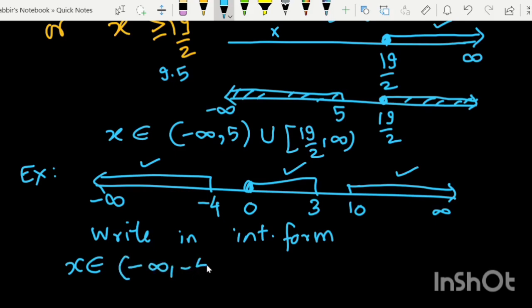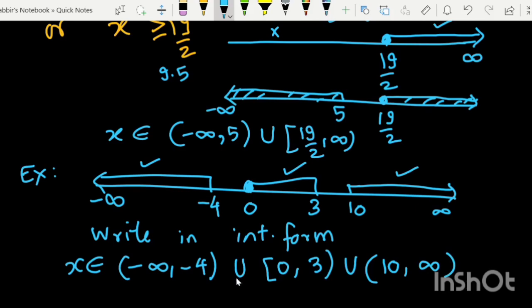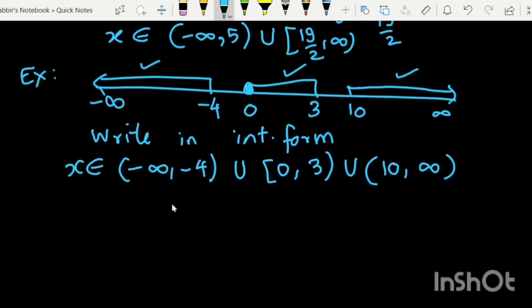So minus infinity to minus 4, union 0 to 3, 0 is included because 0 is a dark circle here. So we will place a square bracket here. Union 10, which is not included, so open bracket or round bracket, 10 to infinity. So there are two connectors we use here, one and another. Okay, so that's the use of the connector.